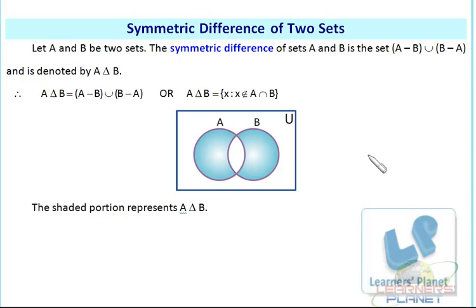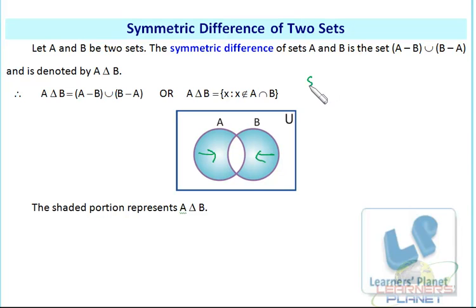Next is the symmetric difference of two sets. Let A and B be two sets. The symmetric difference is the set A minus B union B minus A, right? And it is denoted by A delta B. So precisely you can see the shaded portion over here. This is only A and this is only B, right? So only A union only B will be the symmetric difference. Okay, so that's very, very simple.